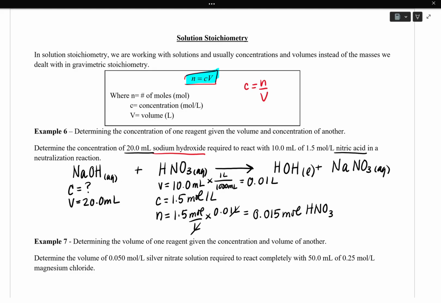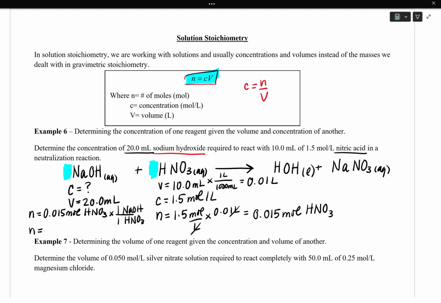So we're looking for the concentration of sodium hydroxide. We now have to use our mole ratio to figure out the number of moles of sodium hydroxide. So if I have 0.015 moles of HNO3, I'm now going to multiply by my mole ratio, which is 1 hydroxide to 1 nitric acid. So 1 NaOH to 1 HNO3.